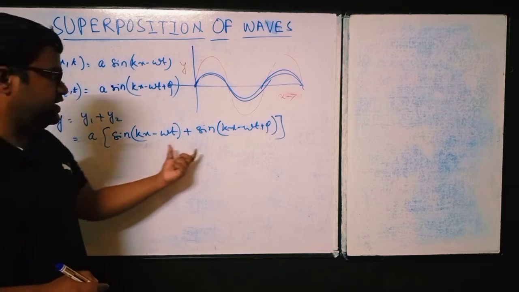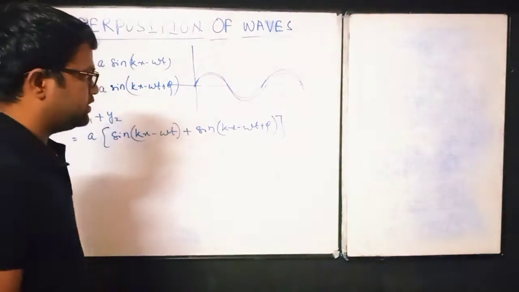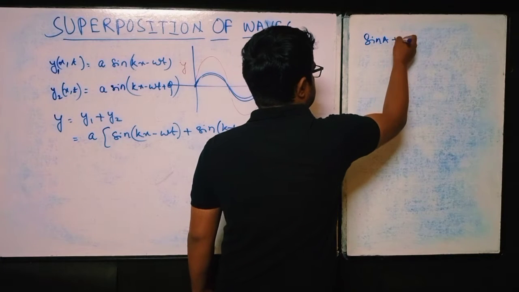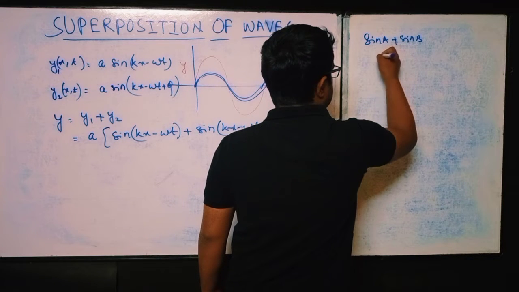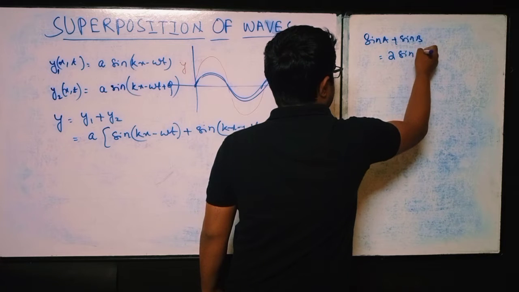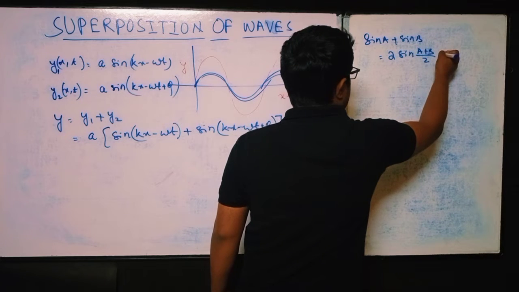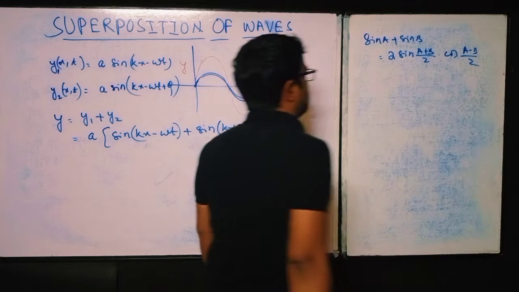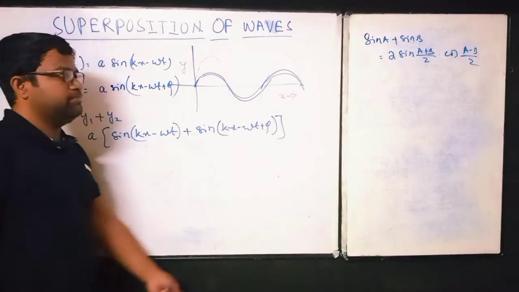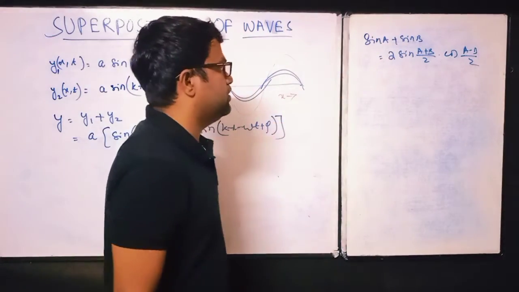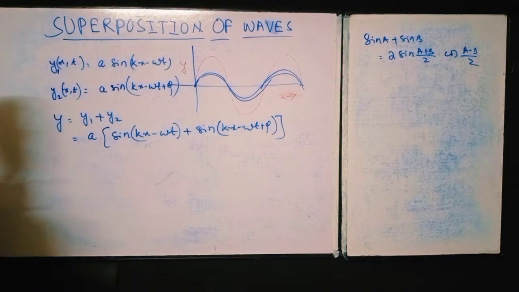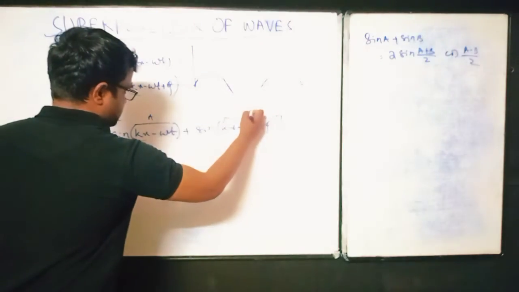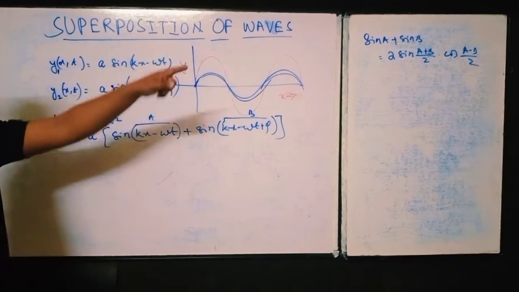Now we can use the sin A plus sin B formula, right? You know from trigonometry that sin A plus sin B is 2 sin((A plus B) by 2) into cos((A minus B) by 2). So this is the formula. In mathematics you should know this formula; you might have learned it in your trigonometry class. So here we'll take this quantity as A, and this whole quantity as B. Now you can use the formula.